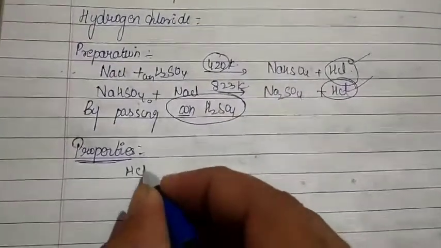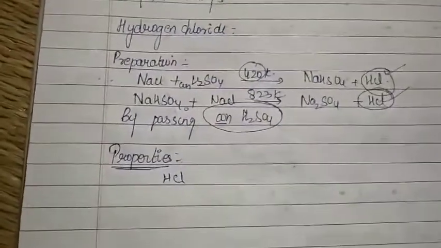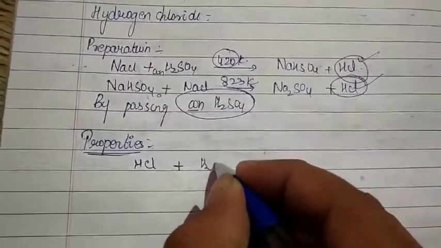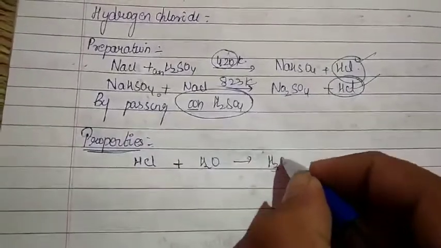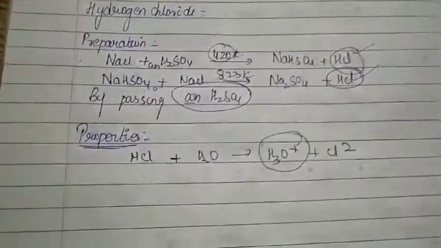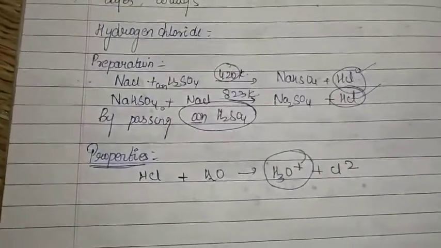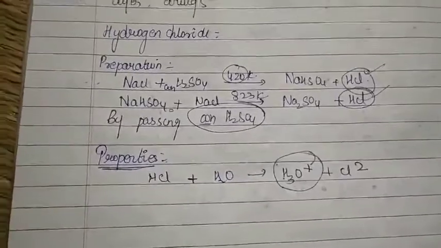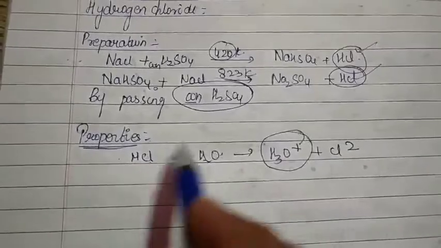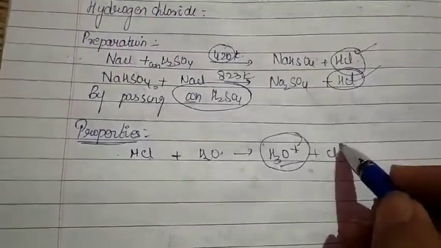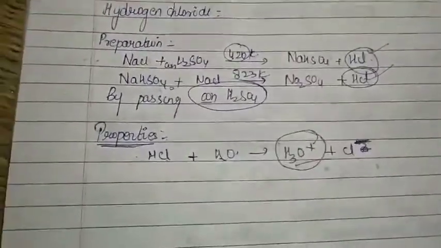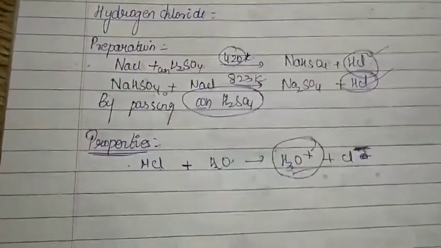Whenever an acid dissolves in water, of course it has to give what? Proton. Similar is the case with HCl. So when HCl is treated with water, it ionizes to give a hydronium ion plus Cl minus. Once you get this hydronium ion, you get to know that the given compound is an acid. So this H3O plus indicates that the given molecule, HCl, is acting as an acid.